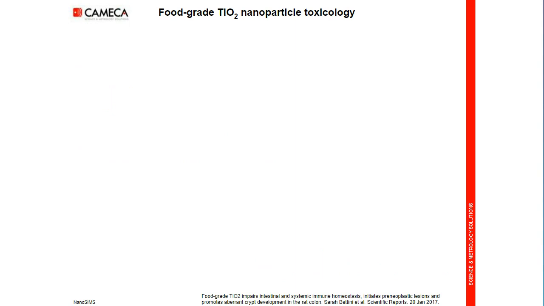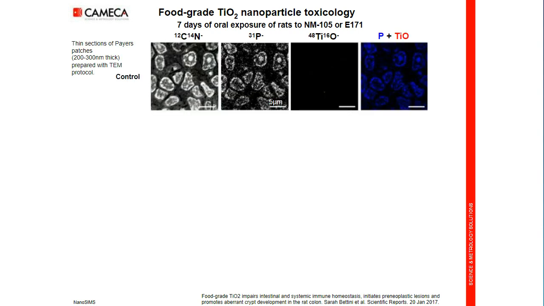So rats were exposed for 7 days to two different types of nanoparticles. And what you see first is the control, so the rats that were not exposed to the nanoparticles, and you can recognize clearly the cells with the nitrogen for the protein and the nucleic acid with phosphorus, and you see no titanium oxide signal.